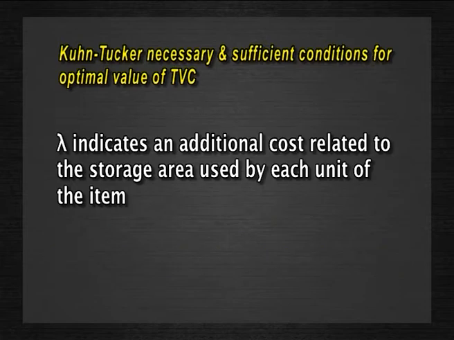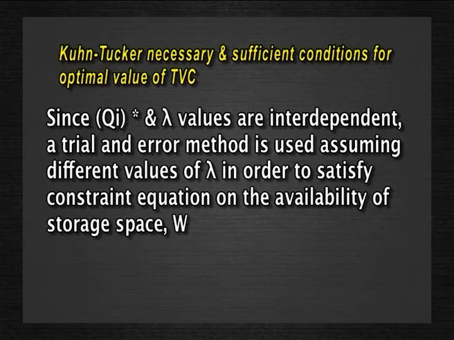Lambda indicates an additional cost related to the storage area used by each unit of the item. Since Qi star and lambda values are interdependent, a trial and error method is used, assuming different values of lambda in order to satisfy the constraint equation on the availability of storage space W.